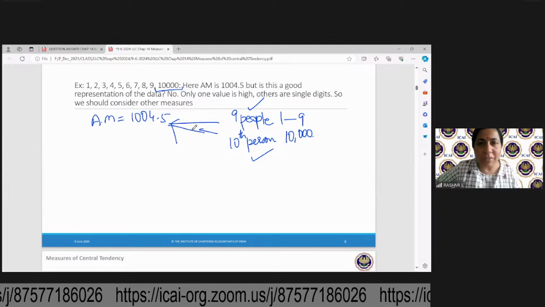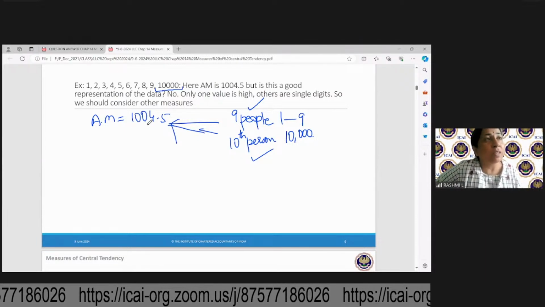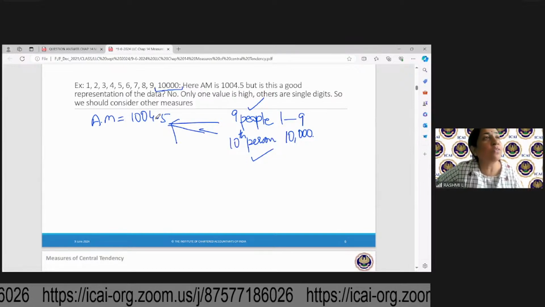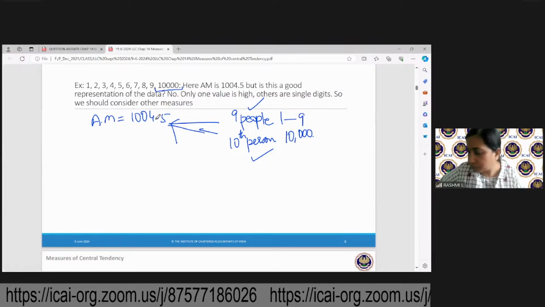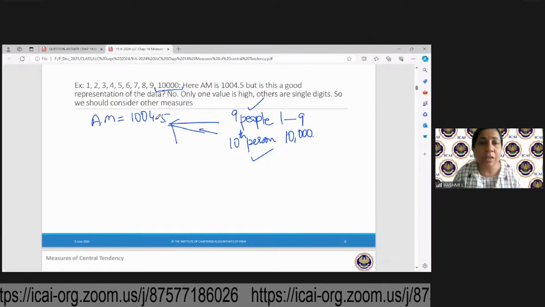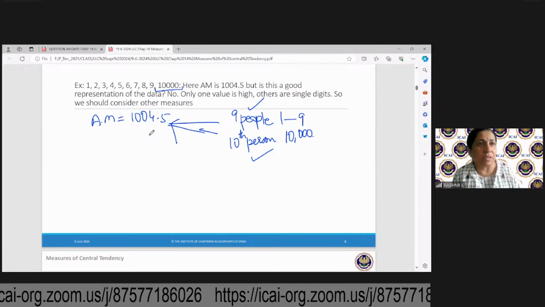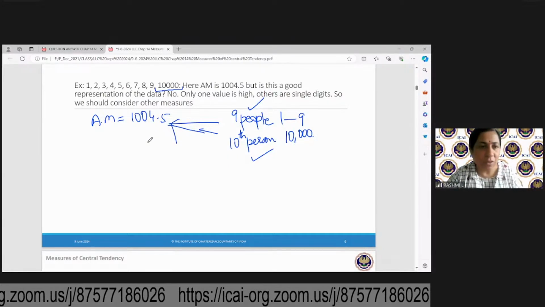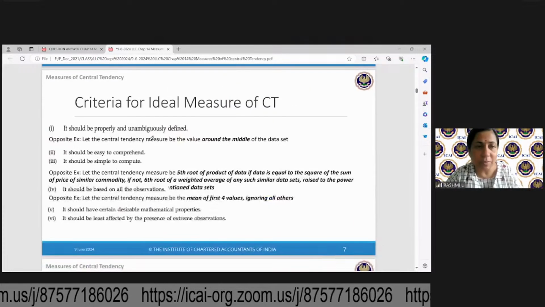So in this case, this measure of central tendency should not be used. Arithmetic mean will not give you any direction of the data. So you should consider other methods. In this case, you could go in for the median, because the median deals with skewness.